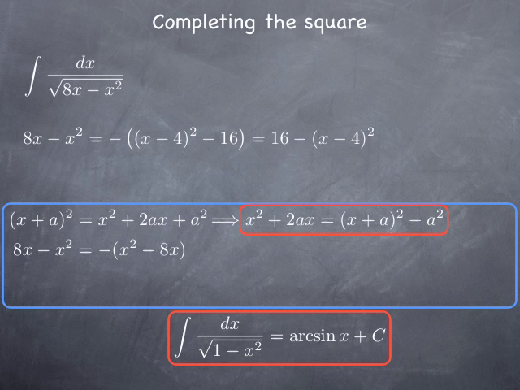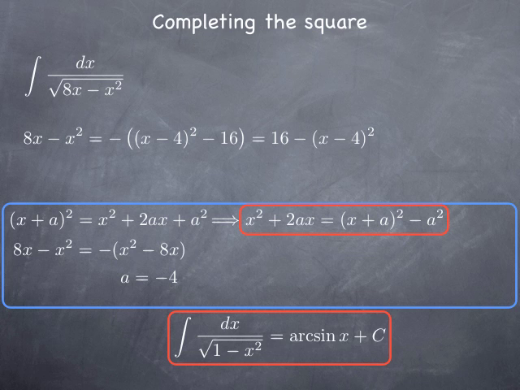I'm first going to write it with coefficient 1 for x. In other words, I factor out negative 1. And inside a parenthesis, I have x squared minus 8x. That I can compare with my formula x squared plus 2ax. This x squared minus 8x is the same as x squared plus 2ax if a is negative 4. Then I can plug a equal negative 4 in my formula.